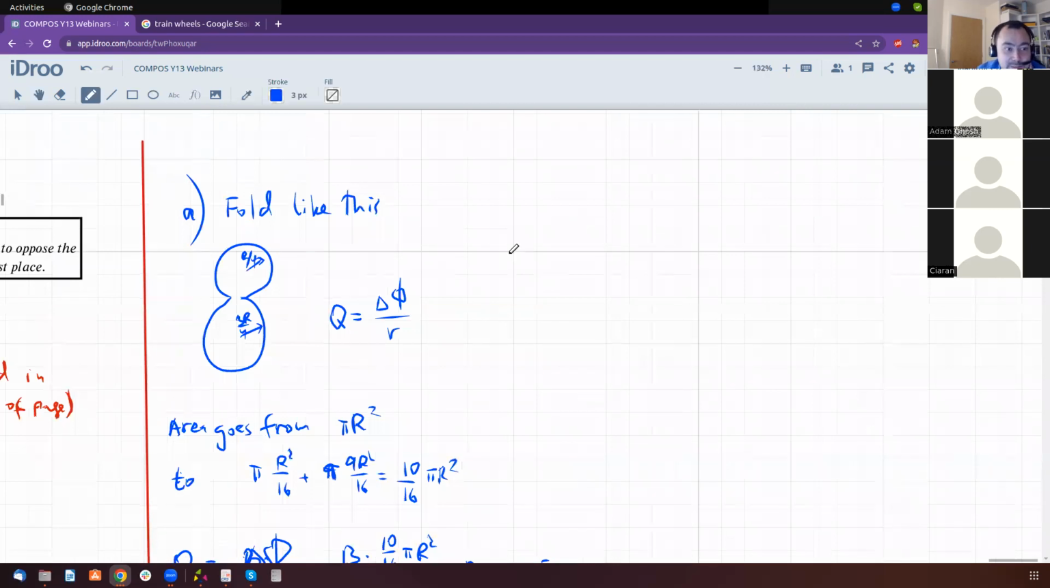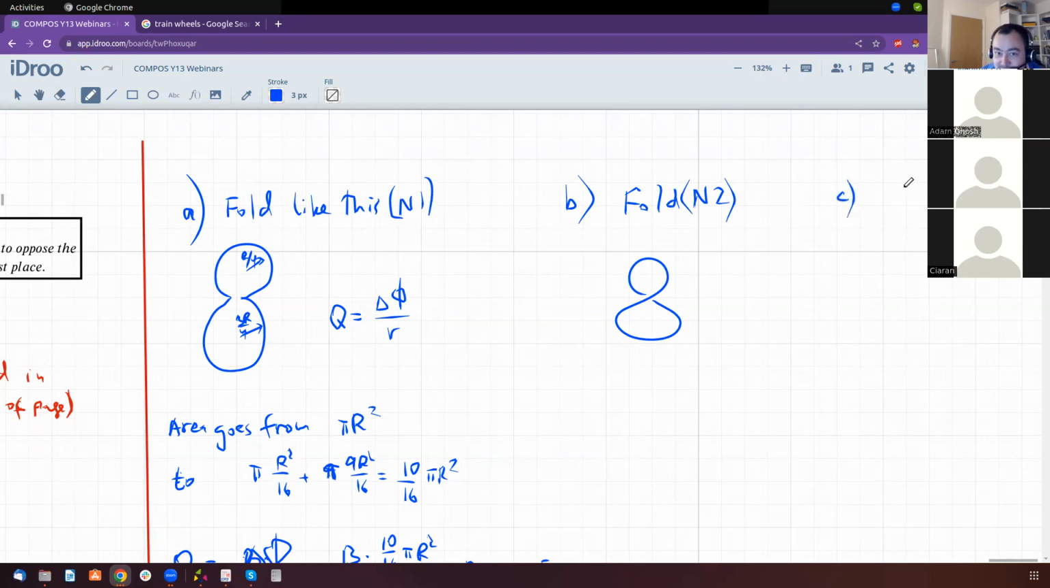The second type, fold like this, fold number 1, fold number 2, is when you have the small loop and the figure of 8. And so there's going to be a different solution. And there's a fold number 3. Fold 3 is when you go like this. This is a different case.